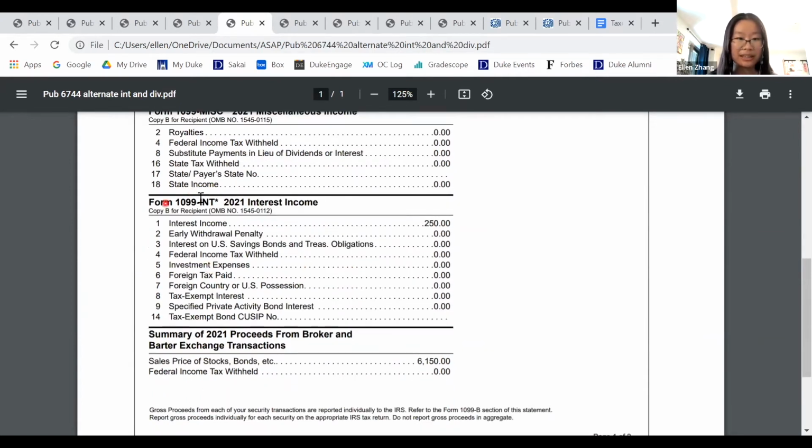And down here we have a 1099 INT. So again, interest income. We can see that the interest income for this person was $250. They do not have any early withdrawal penalties or any federal income tax withheld. And then down here at the very bottom, a very quick summary of any capital gains. For this person specifically, it was stocks and bonds, but this is not enough to file taxes for capital gains and trades. We're going to see that right now. Let me go back to my slides.